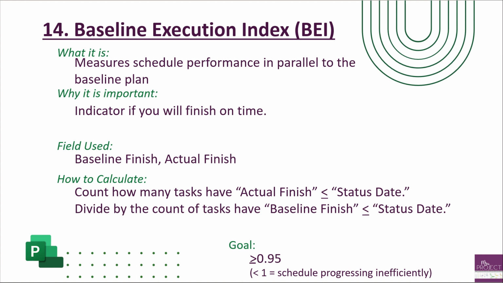The fields used are your baseline finish and your actual finish, and you're just going to count how many tasks had an actual finish on or before today's date, and then divide that by the count of the actual tasks that you had planned, which is in your baseline finish, that had a date that was on or before the status date. Your goal is to stay above 0.95. If you go below that, your performance is looking worse and worse.